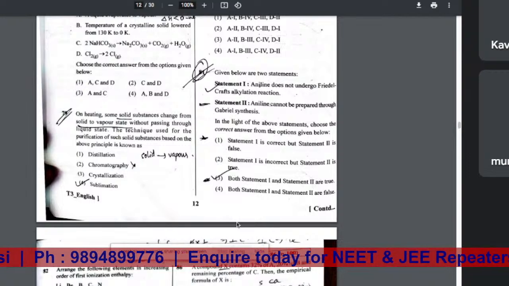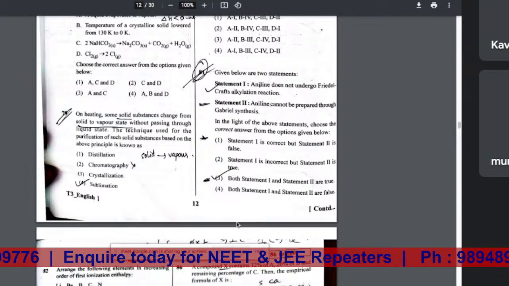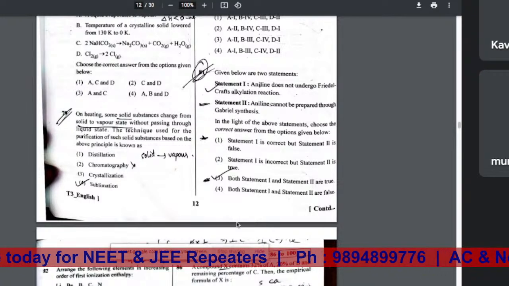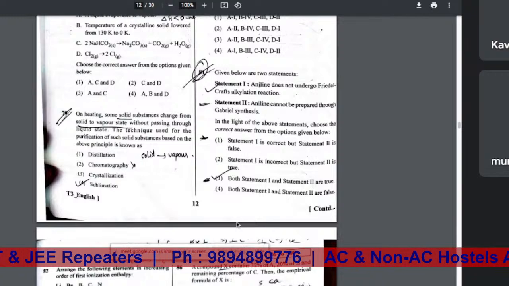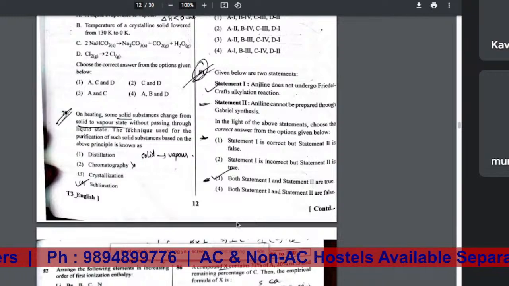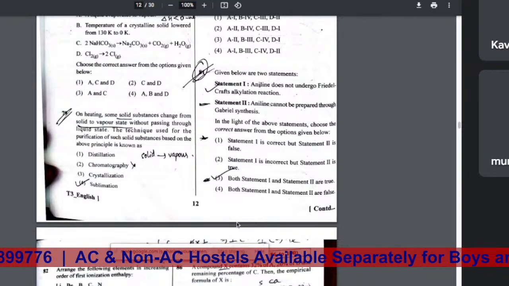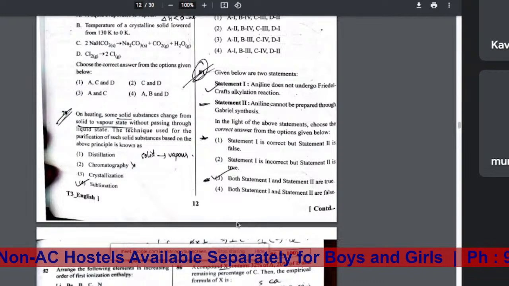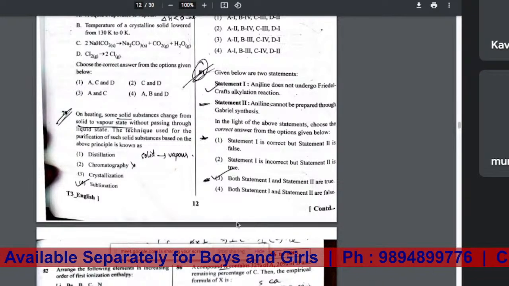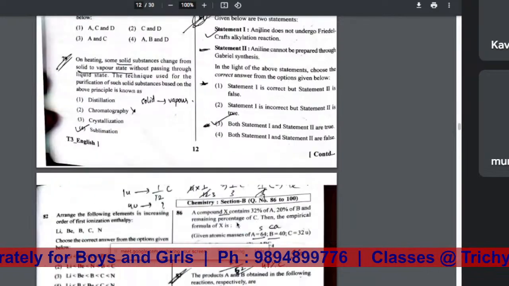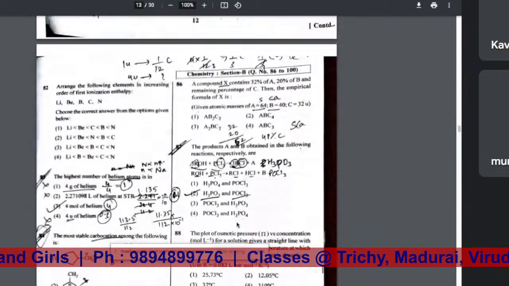Now, statement second. Aniline cannot be prepared through Gabriel phthalimide synthesis. That is also correct. Why? Because there is no active hydrogen. Aryl halides cannot be used in the Gabriel phthalimide reaction. So, which option is correct? Third option. Both statement first and statement second are true. Okay. Now, question number 82.